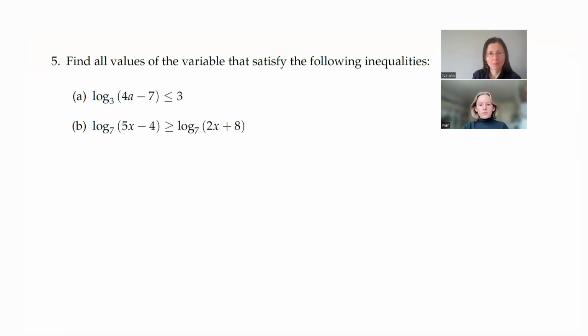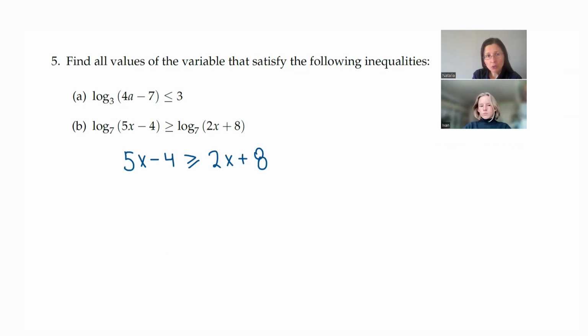Part B, we have this inequality with two logarithms, both of them base 7. What do you think we should do here? Well, it's kind of like a regular inequality. It is a regular inequality because we have the same base. Therefore, we can just remove it and say 5x minus 4 is bigger or equal to 2x plus 8. So we know that this inside will have to be greater than the inside on the right side, because the resulting exponent to which we raise 7 will be bigger.